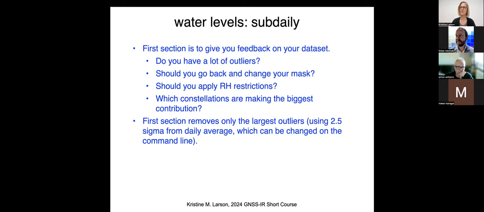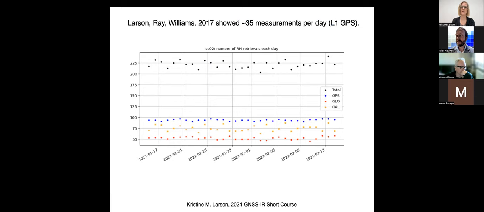So it's not about getting rid of the little outliers, and it doesn't do H dot. That's all done later. So this is like in daily average when it shows you what constellations are helping. In this case, GPS is a bigger contributor than Galileo or GLONASS. But notice here we're over 220 measurements per day, whereas Simon and Richard Ray and I had a previous study with only 35. So we're gonna get a far better temporal resolution from this data set.